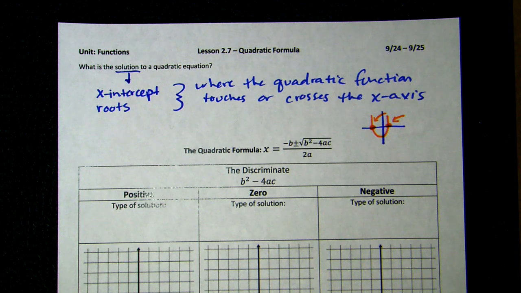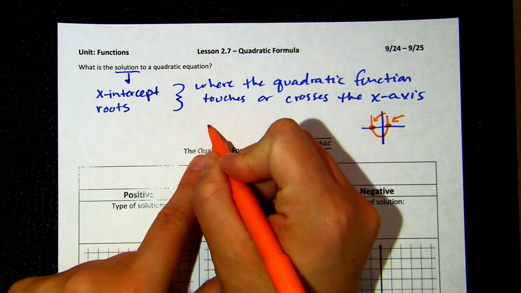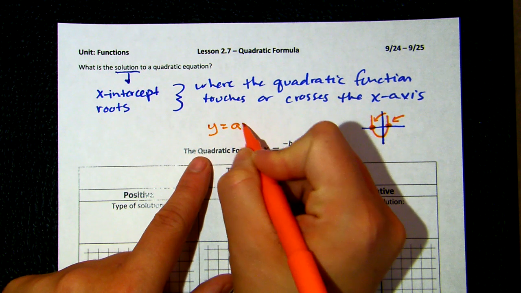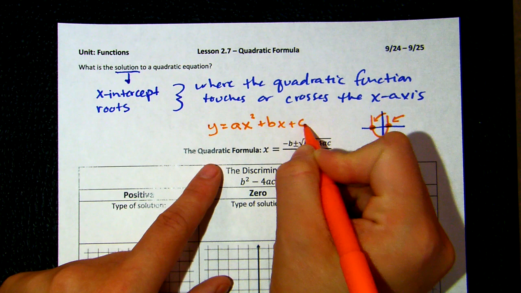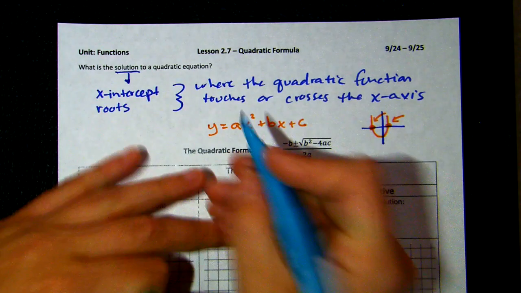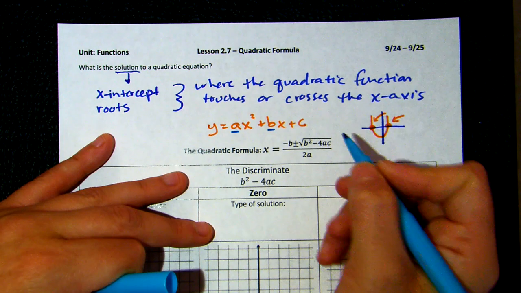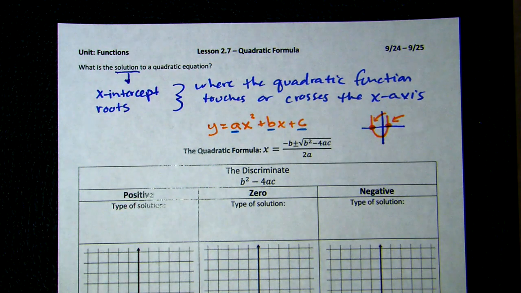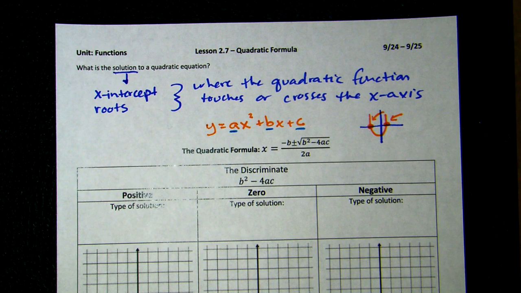Reminder that this is based on our standard form of a quadratic equation, which we worked on last class, which looks like this: y equals ax squared plus bx plus c, where a is the value in front of x squared, b is the value in front of x, and c is the value with no variable attached to it. So those are where those b's, a's, and c's are coming from in this quadratic formula.